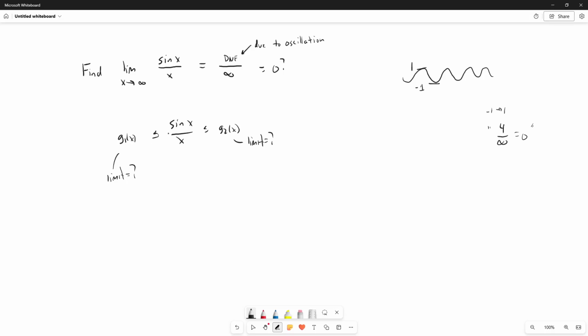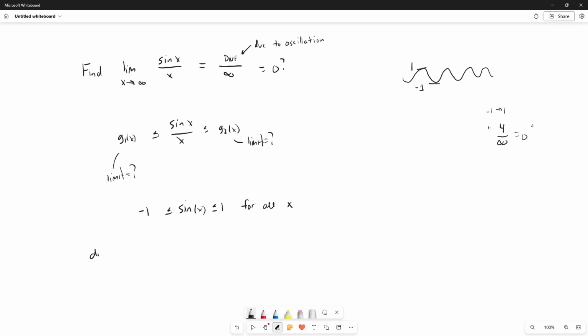So to construct such a compound inequality, we begin by using the fact that the sine of x is oscillating between two values. So we can write the sine of x is between negative 1 and 1, and that's true for all x. So that's the beginning of a compound inequality. Now we want the function in the middle to be sine x over x. So we want to divide everything through by x.